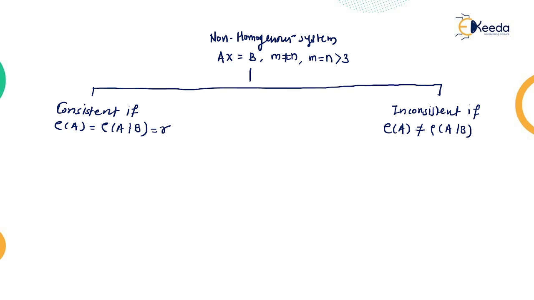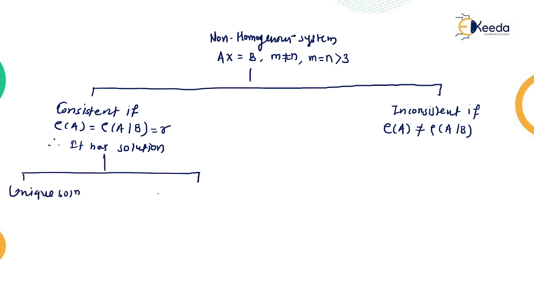And now if consistent, then it again has two types, meaning if consistent, it has a solution. So therefore I am writing here, it has a solution. And if this system has a solution, then it again has two types. So which are the two types here? It has a unique solution, and the second one is infinitely many solutions, meaning I am writing here infinite solution.